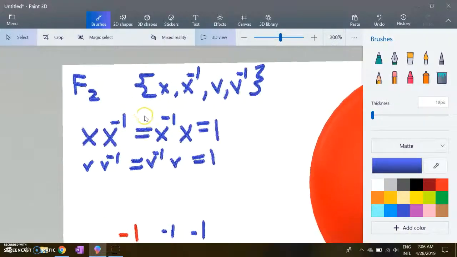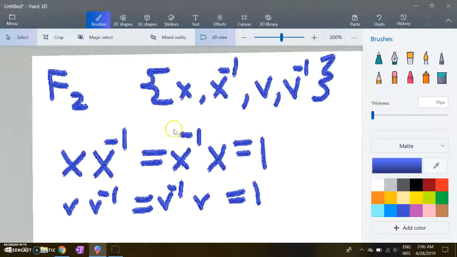So to get started, we're going to first take a look at a group called F2, and we're going to end up decomposing this group and rearranging it to make two of them, just like we're going to do later with the sphere. So this group has four generators, X, X inverse, V, and V inverse. It's an abelian group, and so when X and X inverse are operated together, we get the identity 1, and same with V.